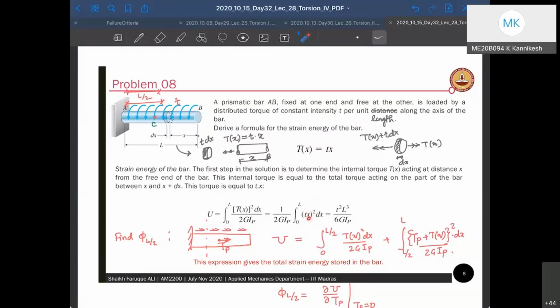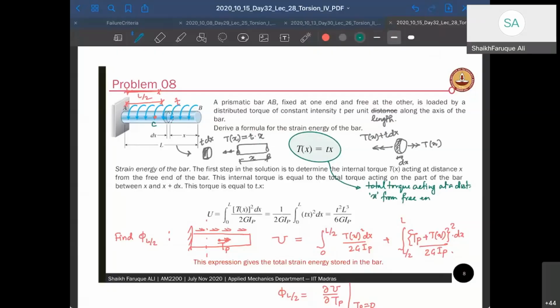The small element is dx, sir. And at the end of the element x, there will be a torque Tx acting on the element dx. If at the end of the point there is a torque Tx acting, that means the torque is linearly increasing. Oh, the total torque acting is Tx, sorry, my mistake. So Tx is the total torque acting at a distance x from the free end.